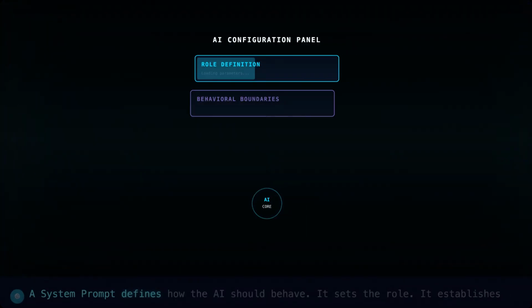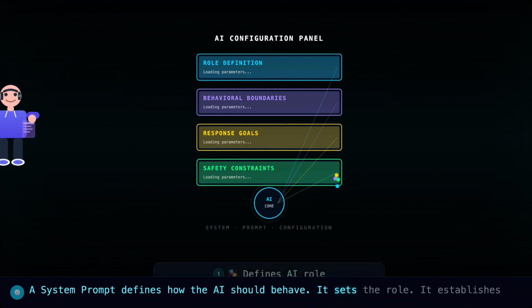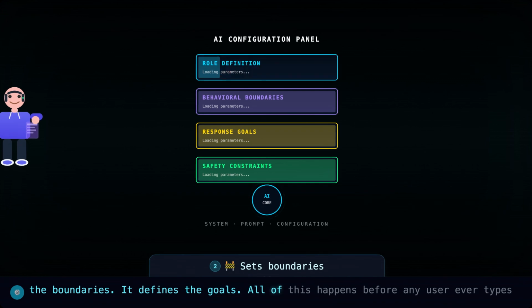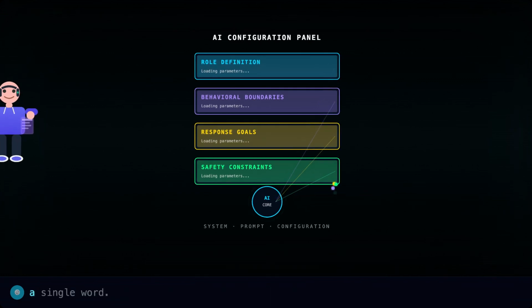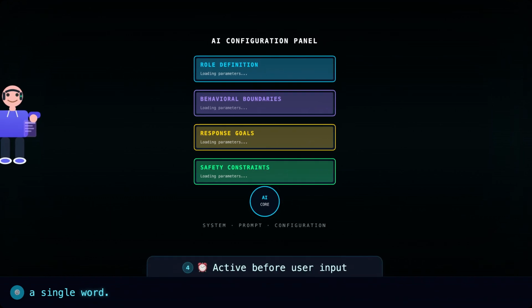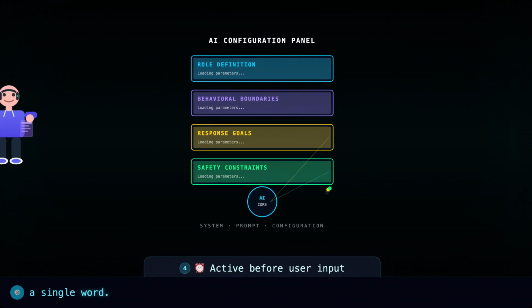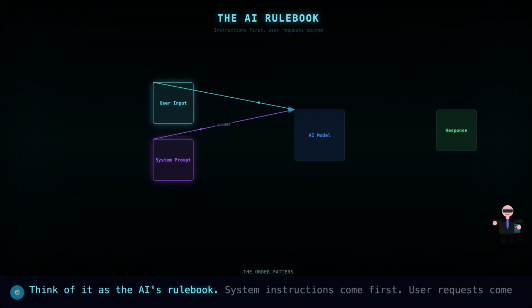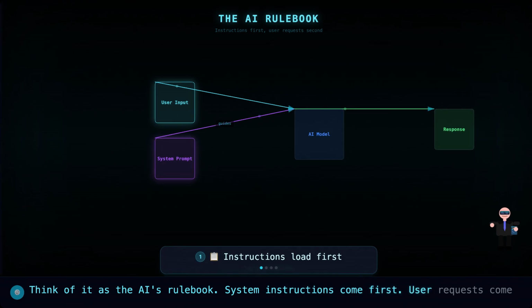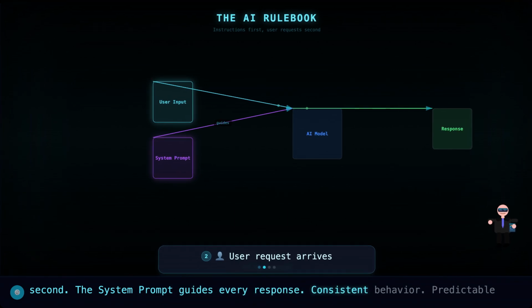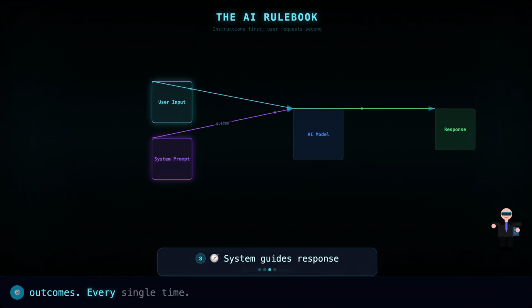A system prompt defines how the AI should behave. It sets the role. It establishes the boundaries. It defines the goals. All of this happens before any user ever types a single word. Think of it as the AI's rulebook. System instructions come first. User requests come second. The system prompt guides every response. Consistent behavior. Predictable outcomes. Every single time.